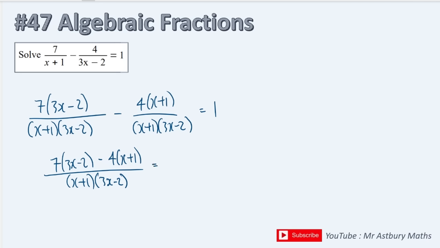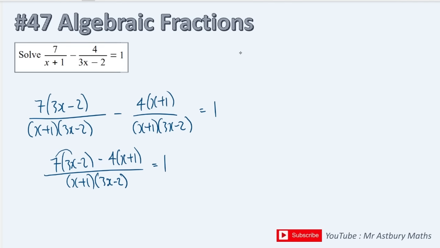And that's equal to 1. Next step will be to multiply the denominator over to this side. And because it's times by 1, it's just going to be multiplied by whatever that denominator is. Okay, I'm going to do it up here. In fact, I'm also going to multiply out these brackets at the same time.